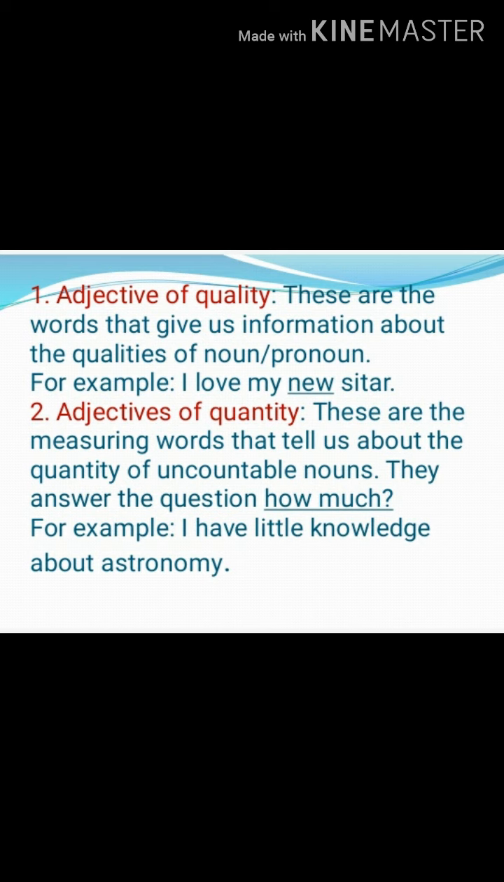Adjectives of quantity. These are the measuring words that tell us about the quantity of countable, uncountable nouns. Means they tell us about the quantity of something. They answer the question how much. For example, I have little knowledge about astronomy. Here the underlined word little works as an adjective of quantity.